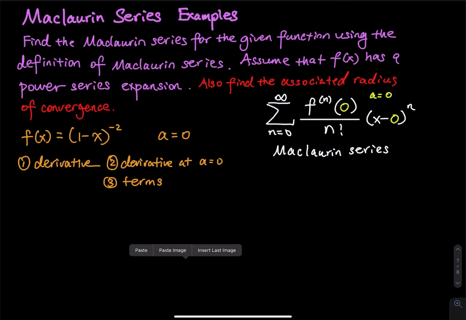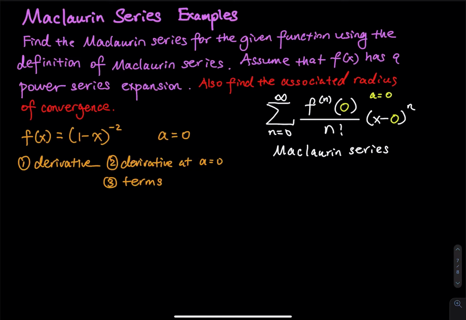In this video, I gave you a function and the value of a. What I want you to do is find the Maclaurin series for the given function using the definition of Maclaurin series, and assume that this function has a power series expansion, and then also find the associated radius of convergence. So first, this problem works just like the Taylor polynomial.